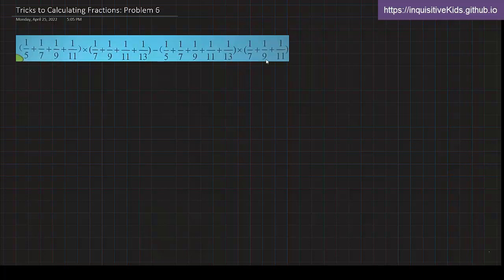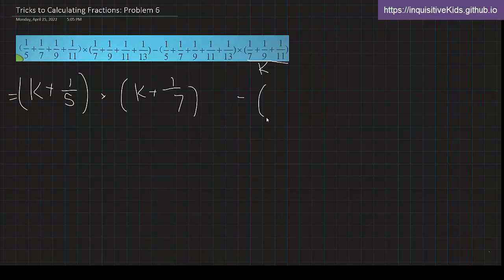Over here we have 1/7 plus 1/9 plus 1/11. So I'm going to call that K because that's the first letter of my name. So then rewritten in K, we're going to have K plus 1/5 times K plus 1/7 minus K plus 1/13 plus 1/5 times K.